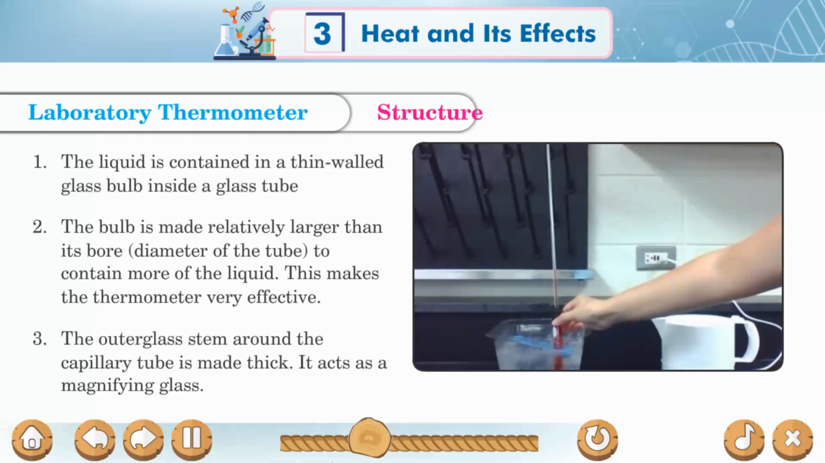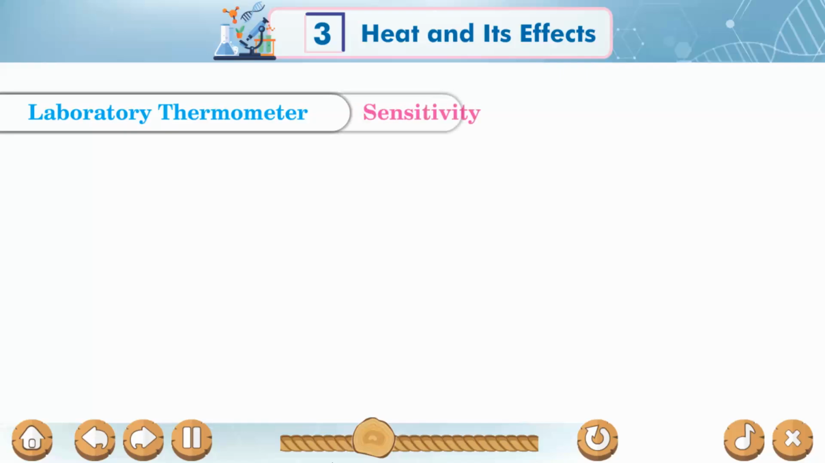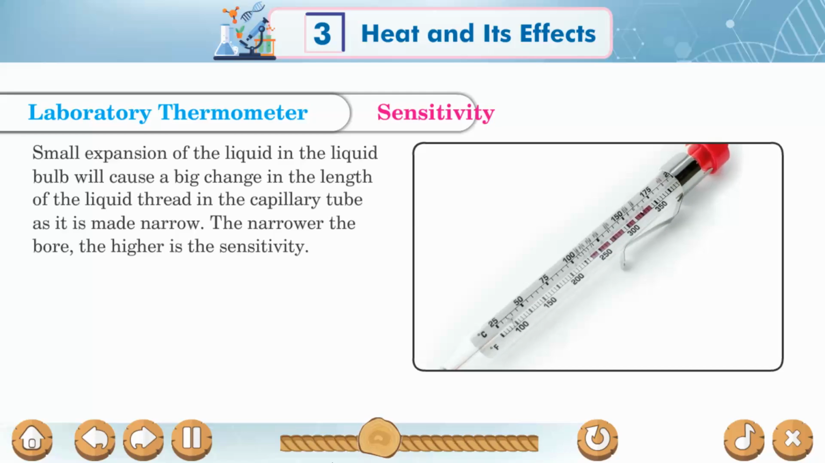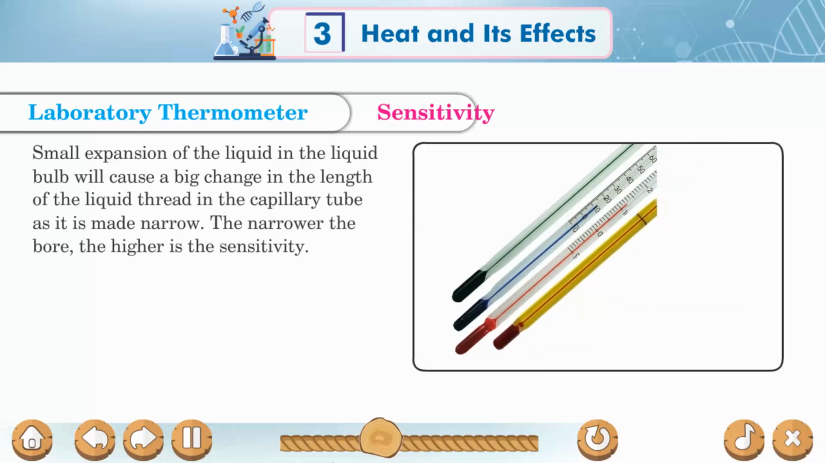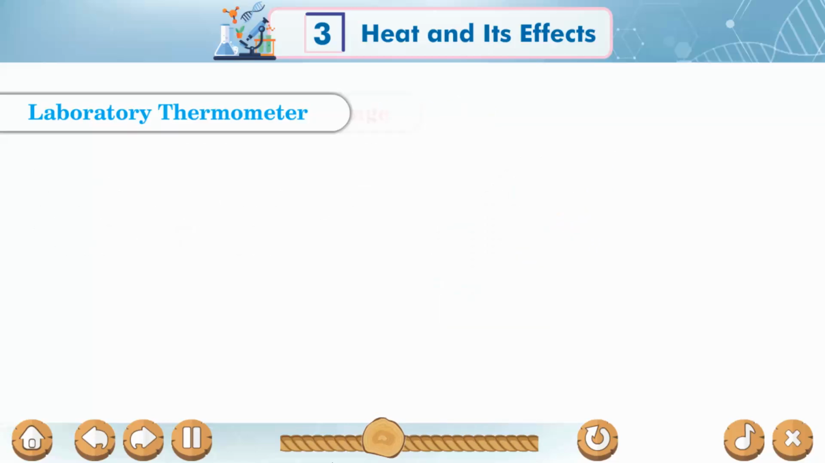3. The outer glass stem around the capillary tube is made thick. It acts as a magnifying glass. Sensitivity. Small expansion of the liquid in the liquid bulb will cause a big change in the length of the liquid thread in the capillary tube, as it is made narrow. The narrower the bore, the higher is the sensitivity.